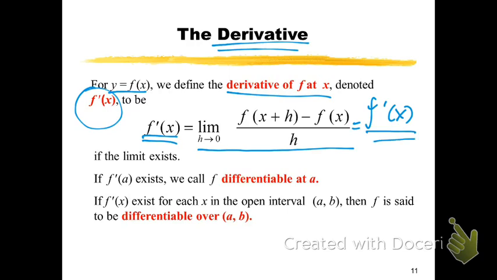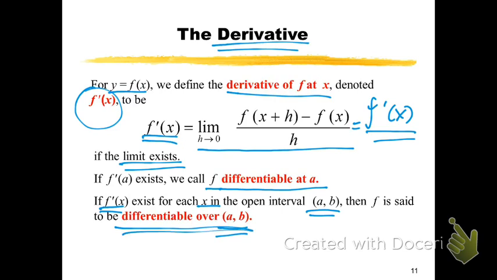Now, if it exists, we say that the function f is what we call differentiable at a. So we're going to use this terminology. It's said to be differentiable over a particular interval if this limit, or the derivative, exists on some open interval (a, b). So it might not be differentiable everywhere, just like continuity, but if we can show some open interval that contains the x value we're looking for, we say it's differentiable over this open interval.